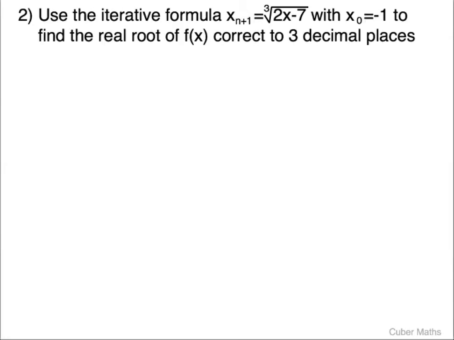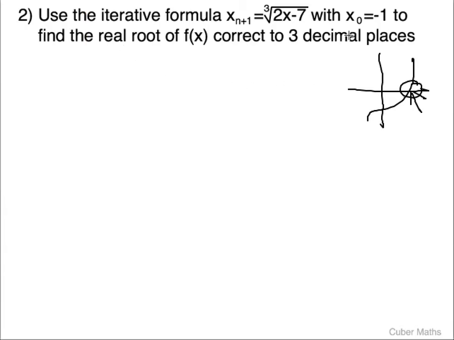We have our second question, and it says use the iterative formula x(n+1) is equal to the cube root of 2x minus 7 with x0 is equal to minus 1 to find the real root of f(x) correct to 3 decimal places. Now the real root is just talking about where it crosses the x-axis. So for example, if you had it in a graph like that, the real root is going to be this point here where y is equal to 0 and it crosses the x-axis.